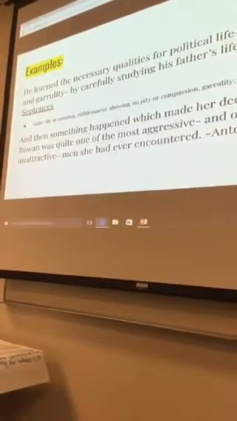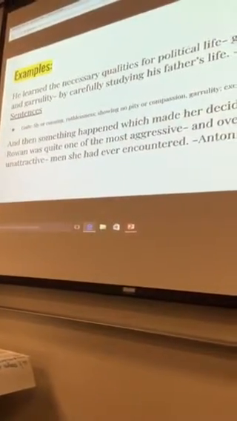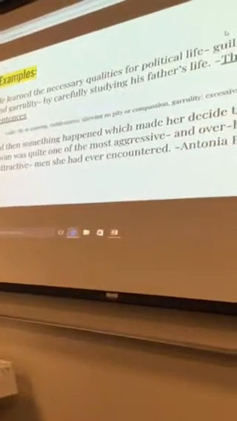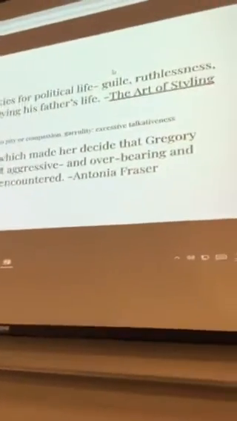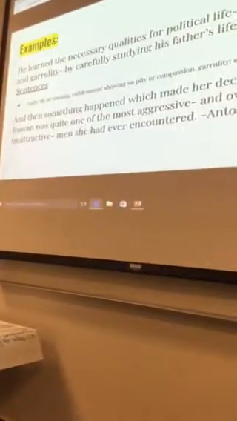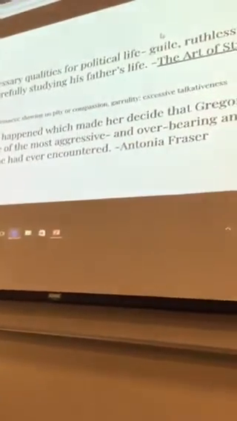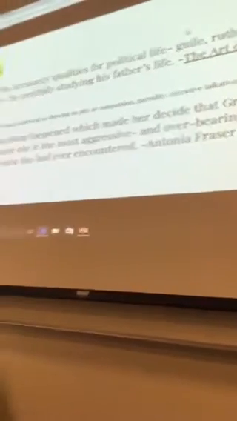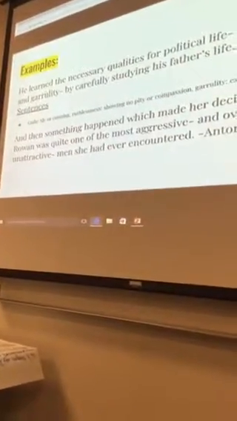So, here are some examples for you. He learned the necessary qualities for political life, guile, ruthlessness, and garrulity by carefully studying his father's life. And I grabbed that right out of the Art of Styling Sentences.